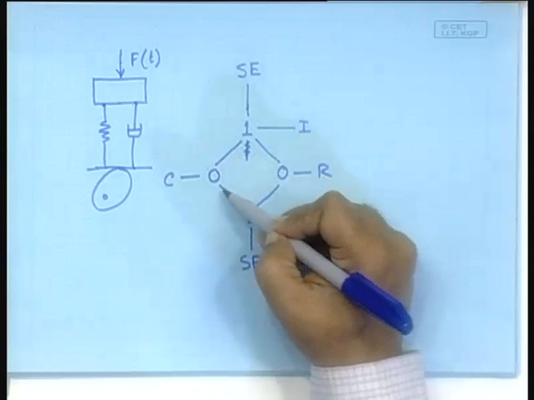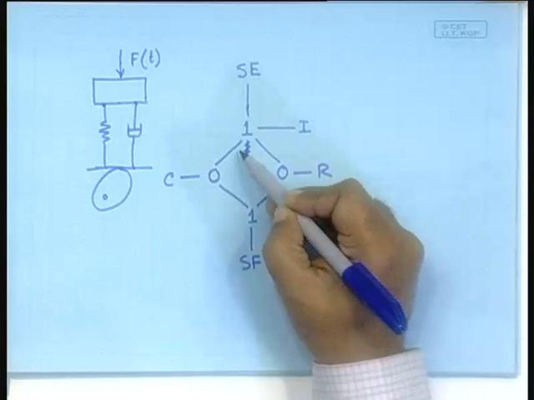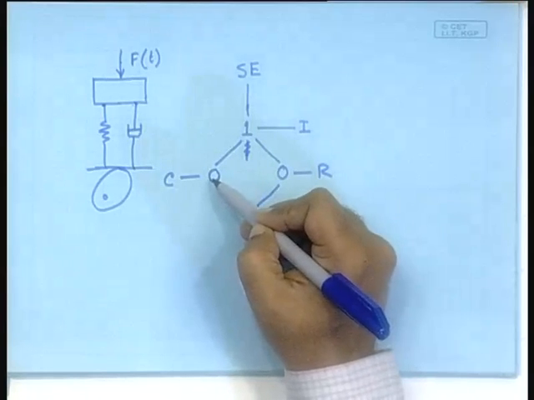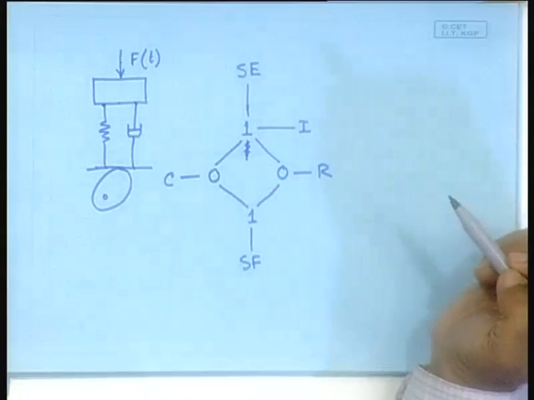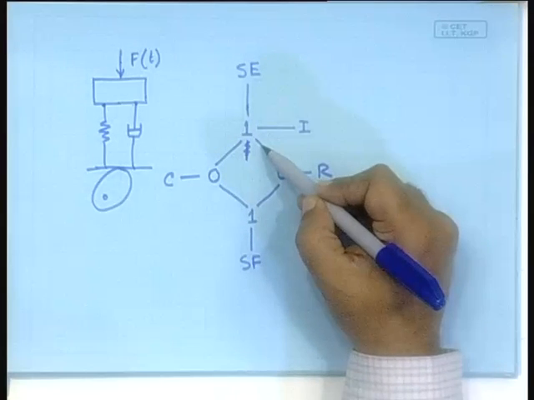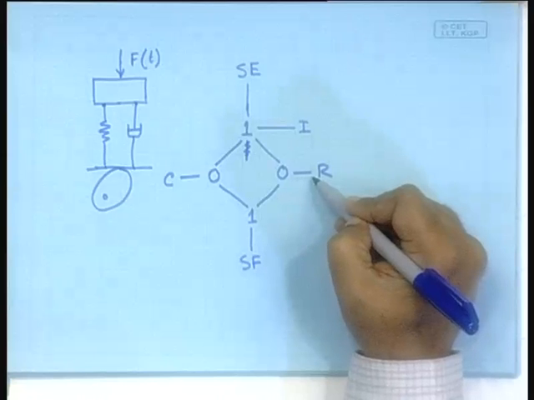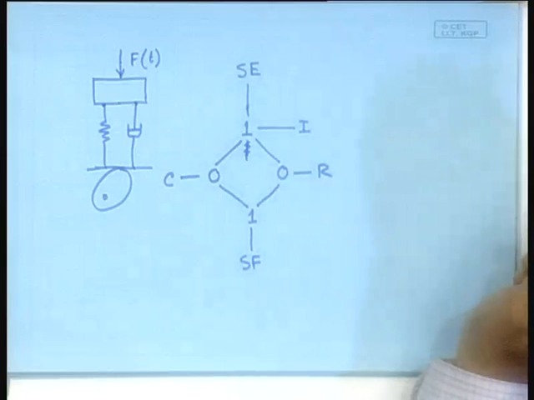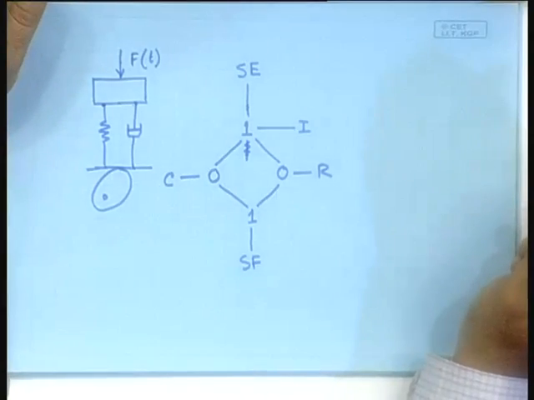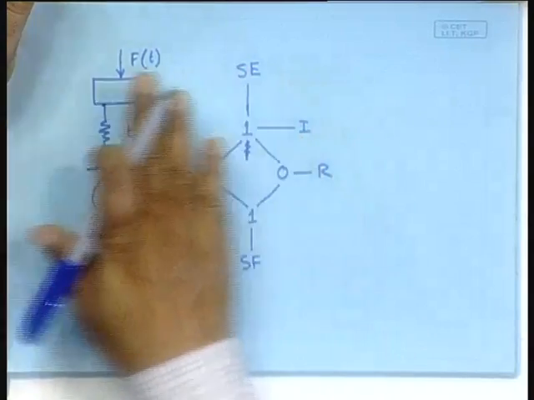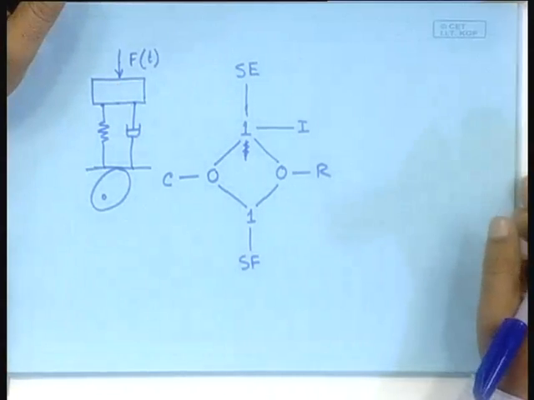Whatever the effort is seen by this bond and that bond, it is the same effort that is seen by the C element. Here also, whatever is the effort seen by these two bonds is the same effort seen by the R element. That is why the structure is right. Okay. So, this is the bond graph representation of this system.